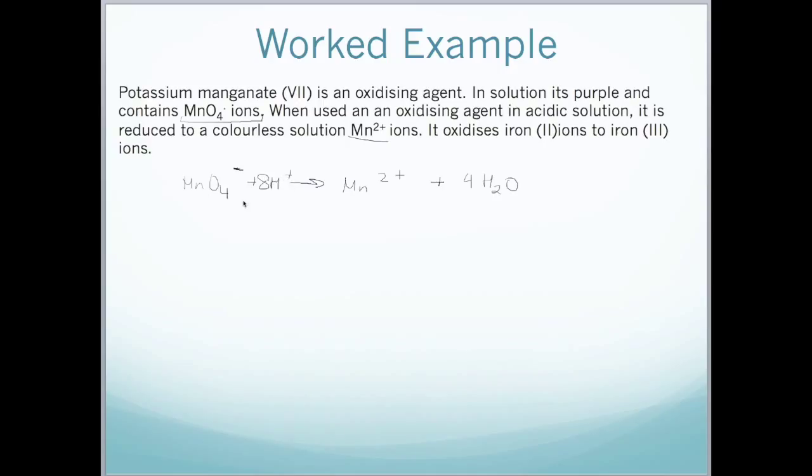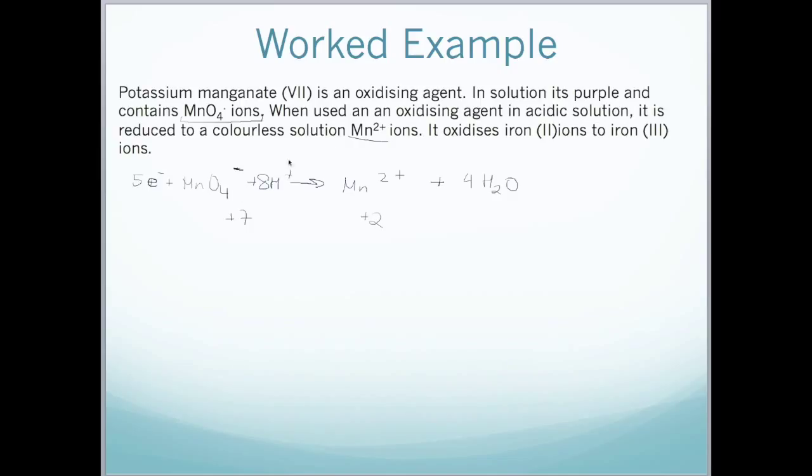So I need to make sure that we have a balance of charges. In this case we have +8, so on this side we have a +7 charge, and on this side we have a +2 charge, which means they don't balance. So we add 5 electrons on the left hand side, which means that they both have the same charge now.